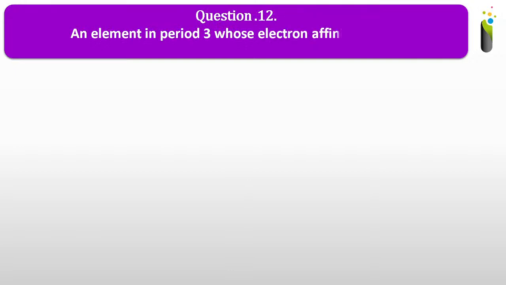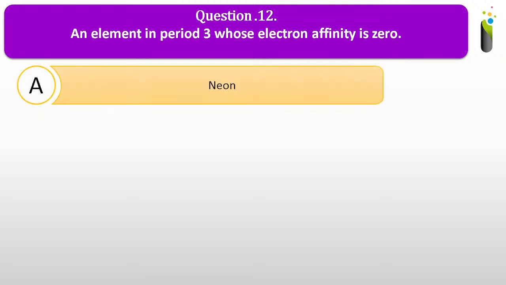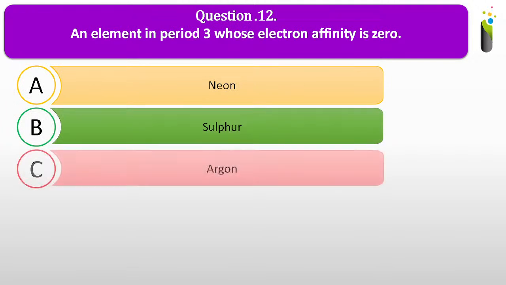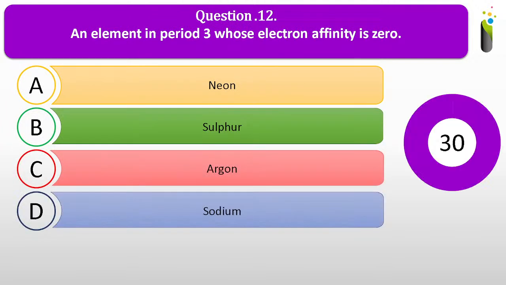An element in period 3 whose electron affinity is 0. An element in the period 3 whose electron affinity is 0 is dash. A. Neon. B. Sulfur. C. Argon. D. Sodium. So what should be the answer for question number 12?